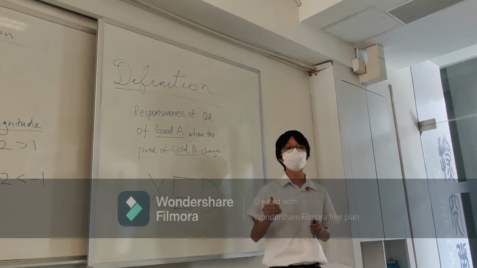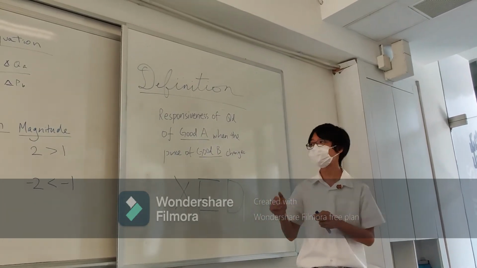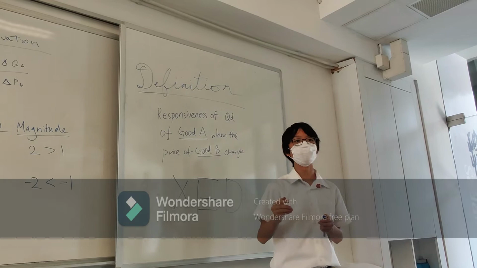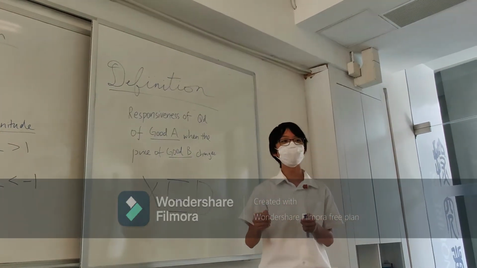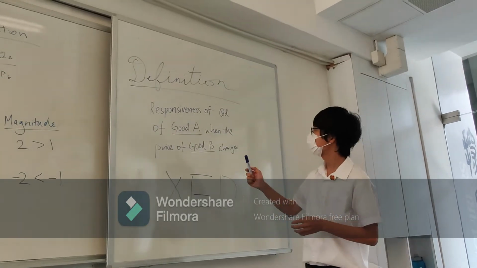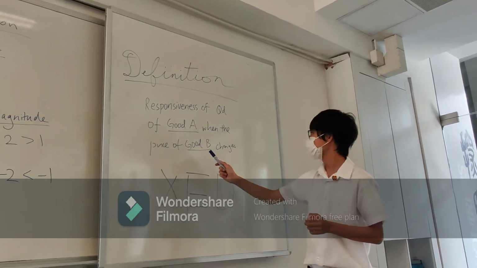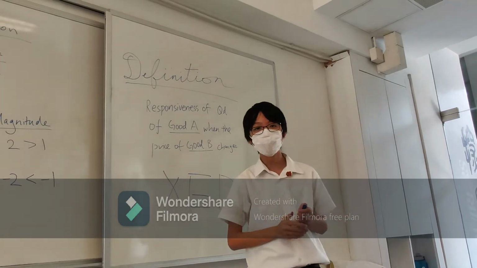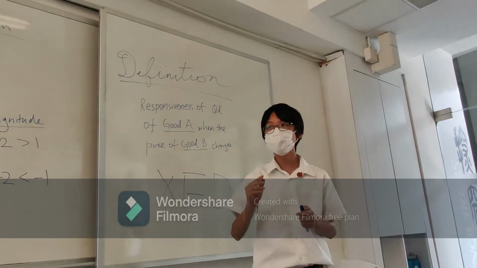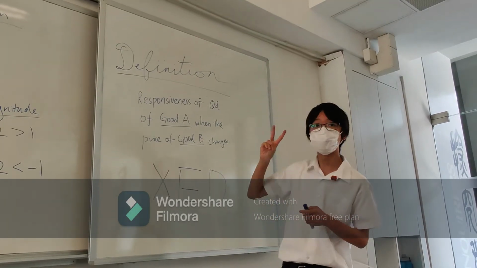Now that we've looked at what price elasticity of supply is, let's look at the cross elasticity of demand, which is XED. While the price elasticity of demand refers to the responsiveness in change in quantity demanded of a given good, which is good A, when the price changes, XED refers to responsiveness of the quantity demanded of good A when the price of good B changes. So it is very important to know the difference. PED only involves one product, while XED refers to the relationship between two products.